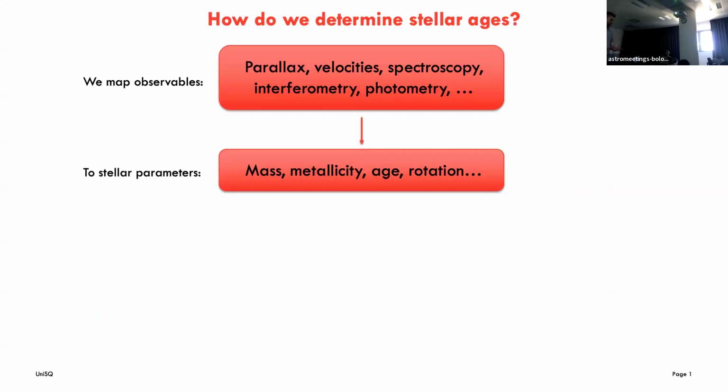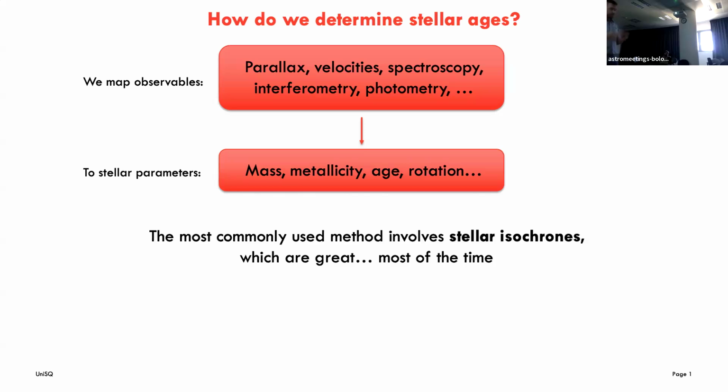So how do we usually determine stellar ages? Well, we usually map a bunch of observables. So those could be parallaxes. You might have space velocities, spectroscopic temperature maybe. If you're really lucky, you might have some interferometric information, maybe some multicolor photometry. We map those observables into some stellar parameters. Those would be mass and metallicity, the age that we're interested in, and maybe some other physical effects like rotation.